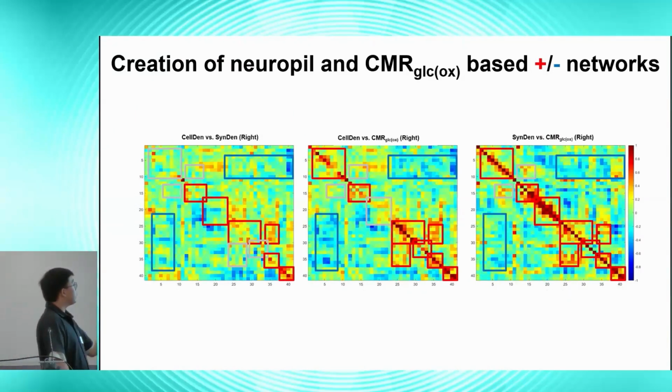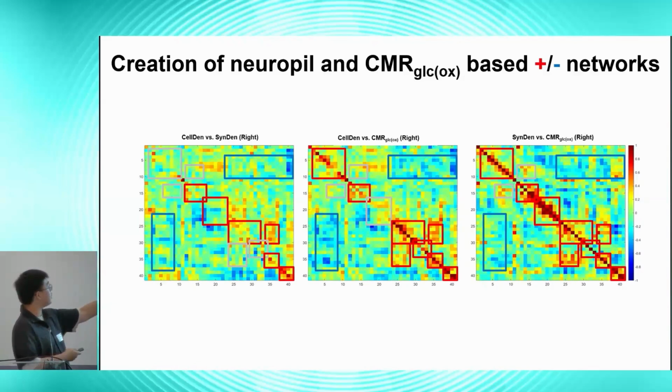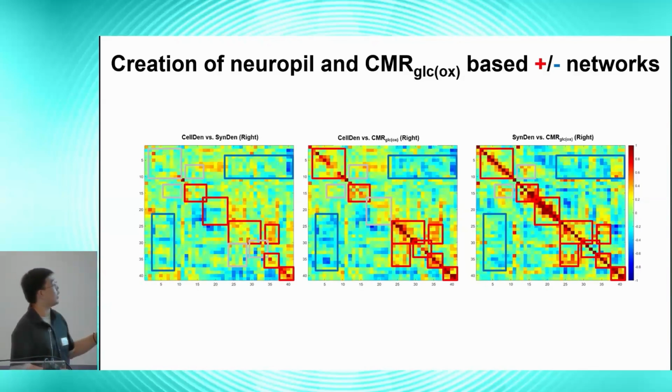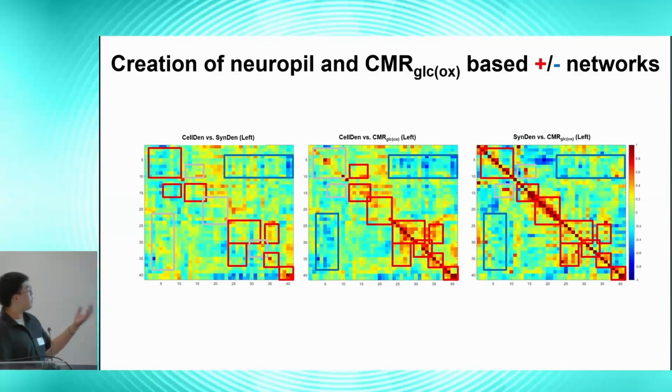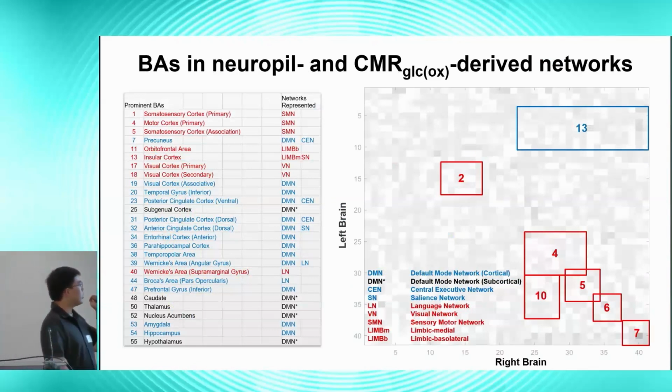And then we do the same thing, except now we're comparing CELDEN versus SINDEN, CELDEN versus CMR glucose, and SINDEN versus CMR glucose in the right brain as well as in the left brain. So in these two slides, you can see that while most of the networks that we see here are conserved, some more of them are dropping out when we compare across the different types of tissue. And so these are regions that have been previously described in functional MRI.